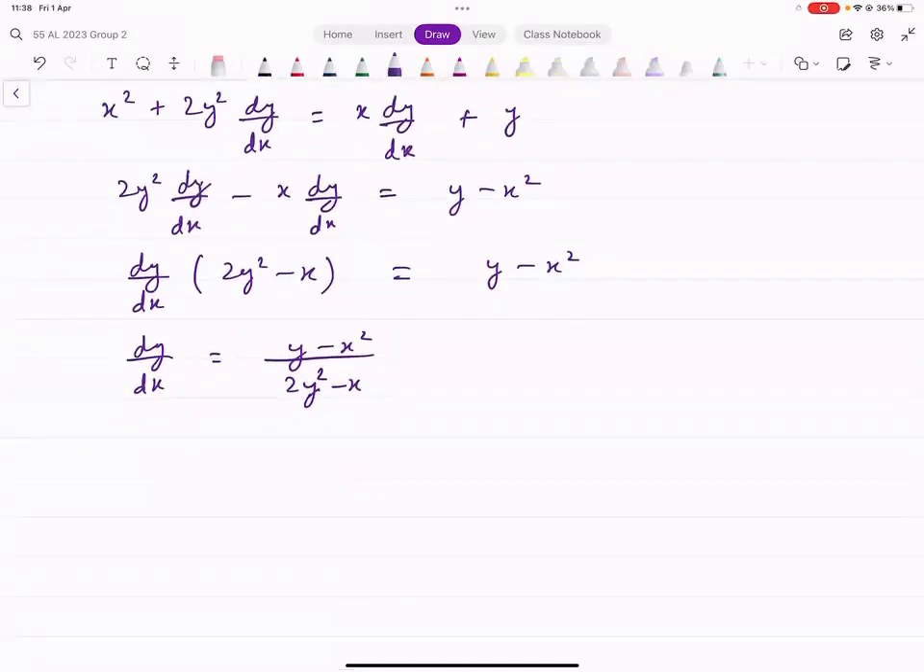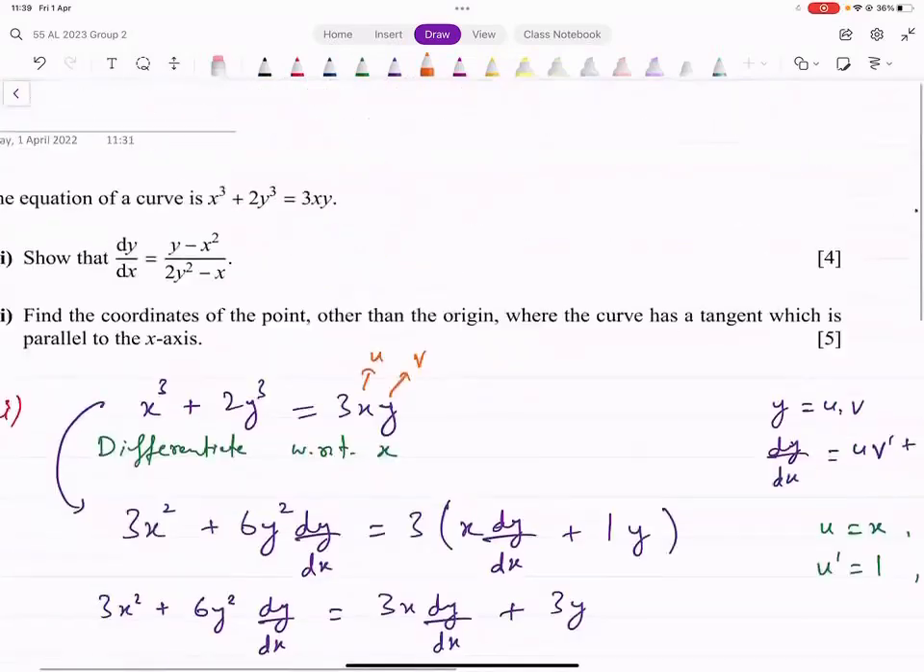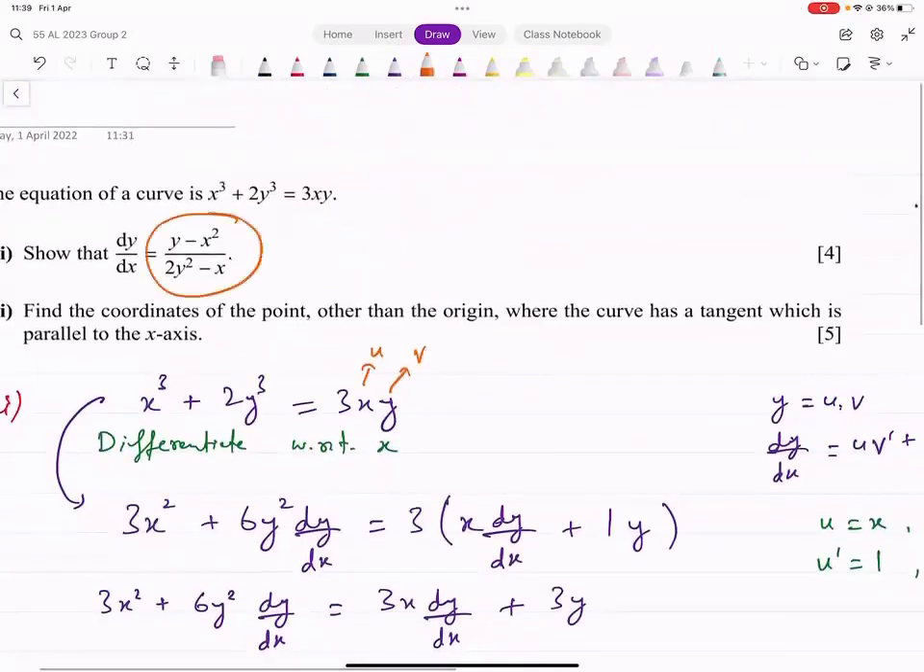Any problems with this? So differentiate करके उसके बाद अपने dy over dx को subject बना देना है. This is the form that we're getting at the end. अच्छा, कभी कभी ऐसे होता है कि उसने show करने के लिए ये कहा हुआ है: y minus x square over 2y square minus x.